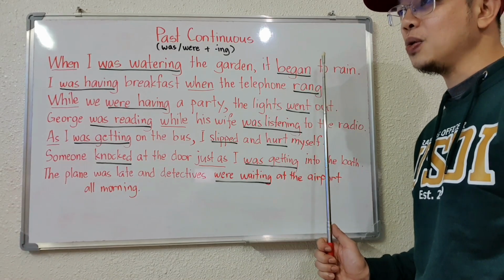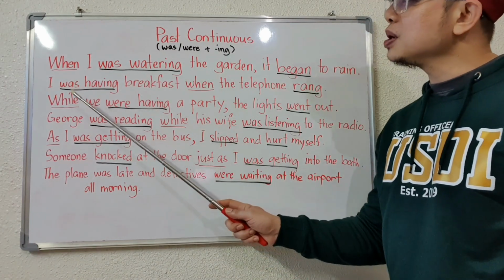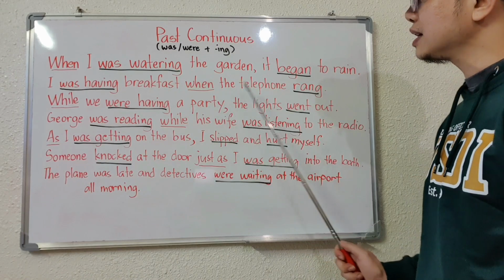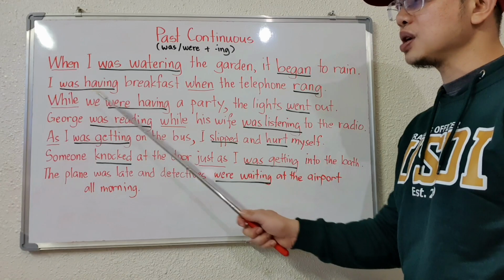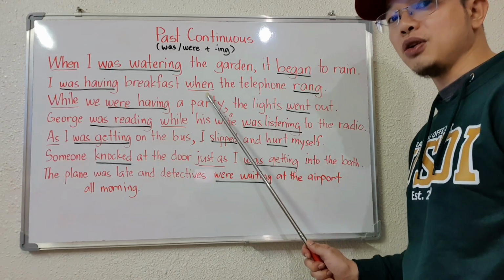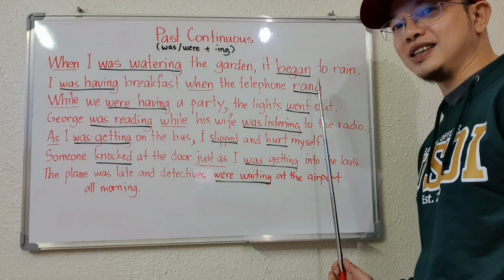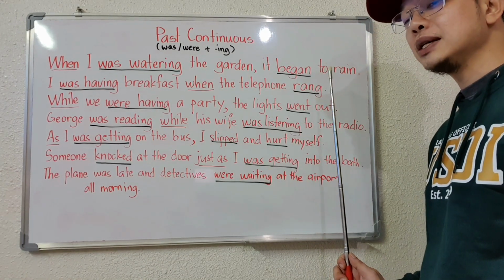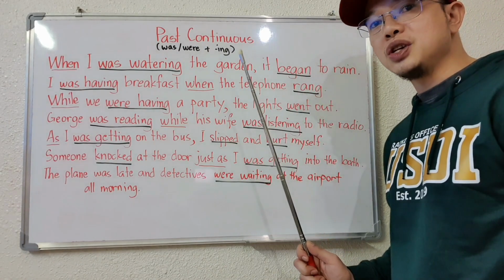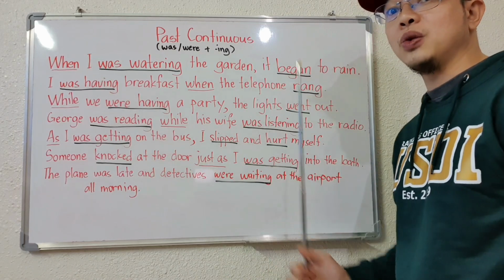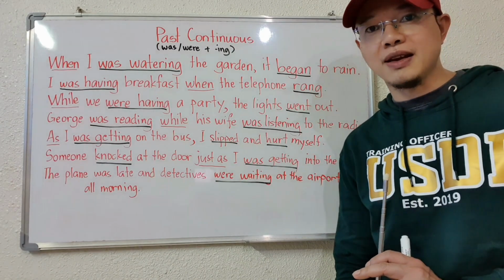Now let's see how different it is in the second sentence. I was having breakfast when the telephone rang. So now you have the temporal conjunction in the second clause where you use the past simple, as you can see. That means you can either use the past continuous with when or without the when in your clauses, and it doesn't change the meaning of the sentence.